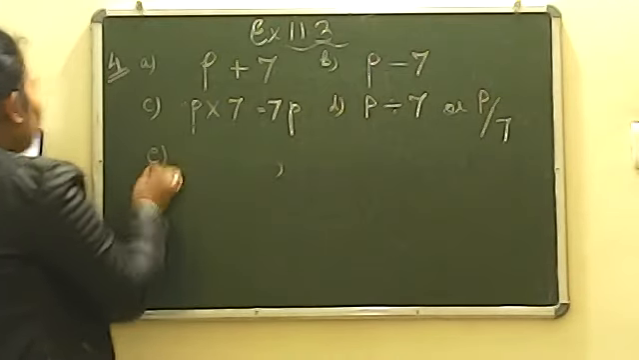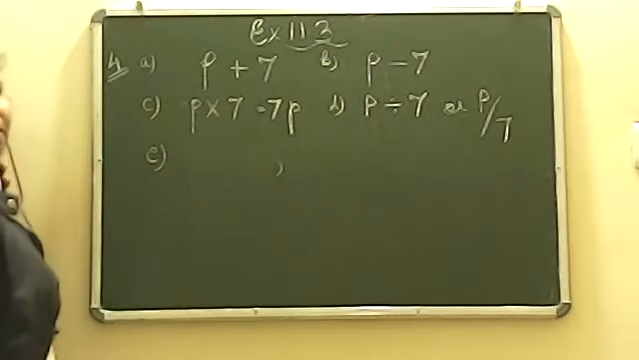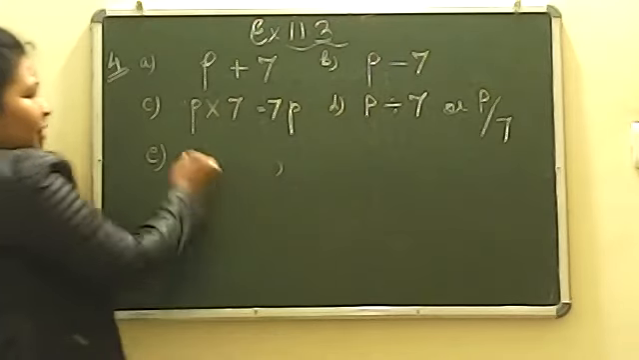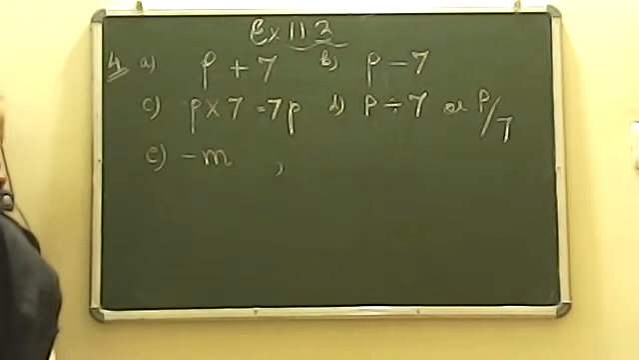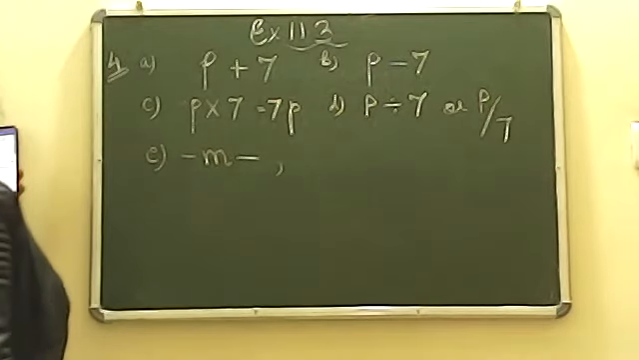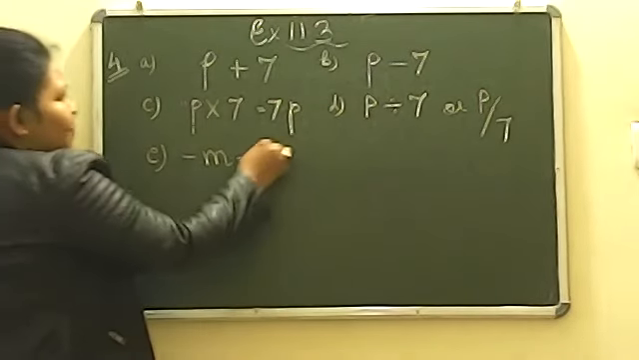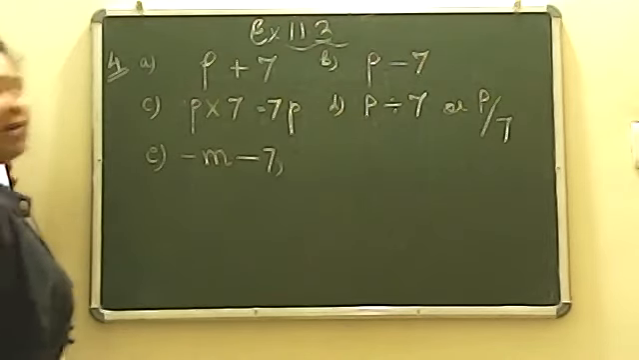Now move on to question number E. 7 subtracted from minus M. So this time we have minus M. Then next is subtracted. Subtracted means minus. What is subtracted? 7 is subtracted. So the answer would be minus M minus 7. Okay. Minus M minus 7.